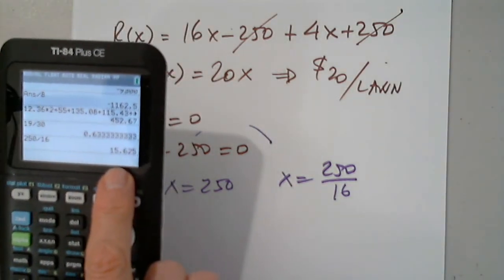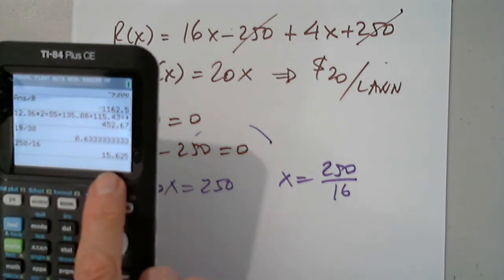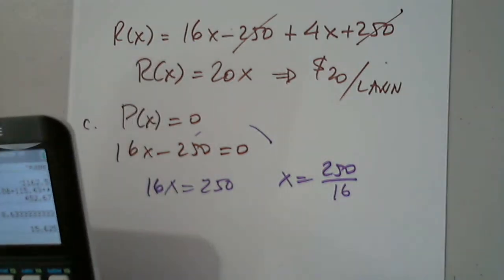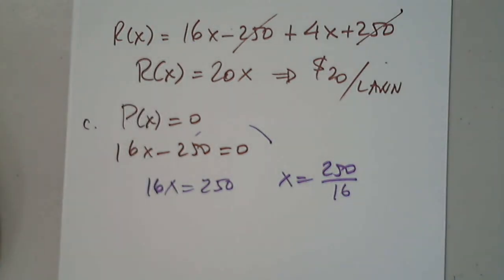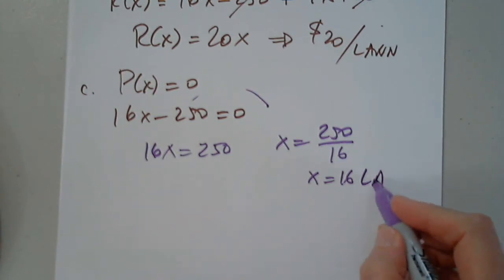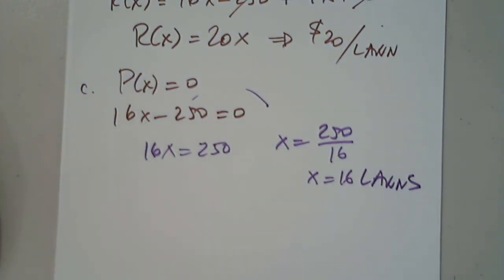15.6. But we can't tell him to mow 15.6. We have to say 16. So x equals 16. So from number 16 on, he's going to make money. Any question on this problem?